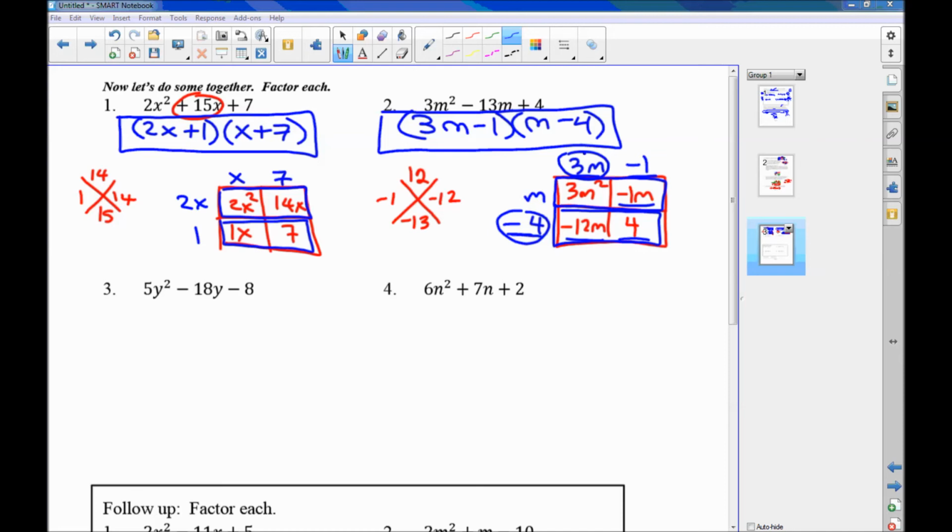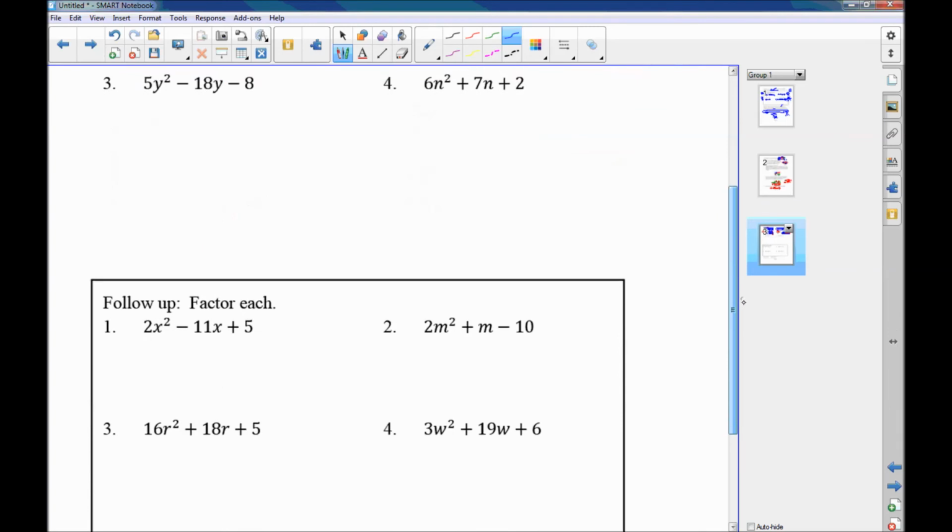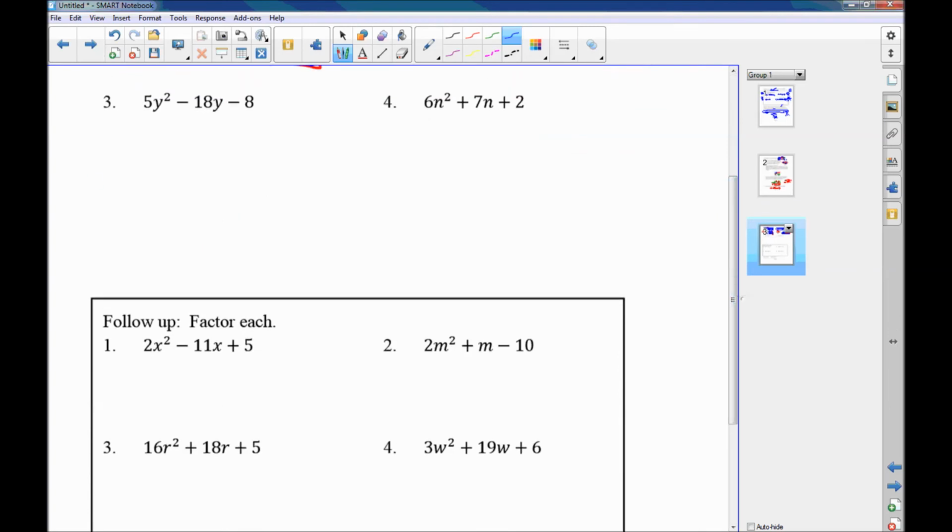Okay. Number 3. We want two numbers that multiply to negative 40 and add to negative 18. That means one of them is going to be negative and one's going to be positive. Otherwise, they wouldn't multiply to a negative number. So the two that are 18 apart are 20 and 2. So we'll make our little box here.